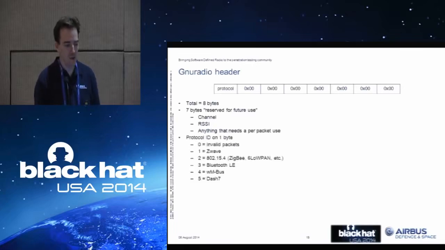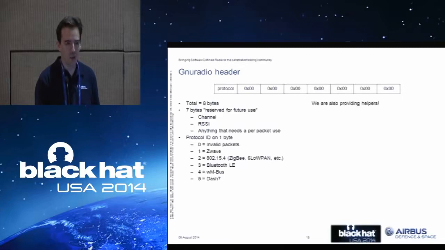We have defined several protocols right now. 0 is for invalid packets, most of the time invalid CRC. It's still useful when you develop things, to just grab those packets. You have Z-Wave, you have 802.15.4, which is the lower protocol for ZigBee and 6LoWPAN, etc. You have Bluetooth Low Energy, WMBus, and so on. And you still have a lot of room for other protocols.